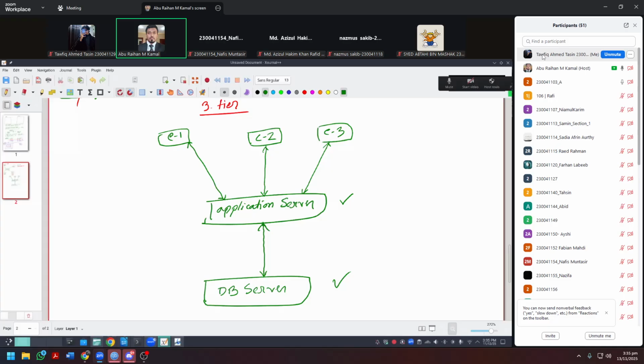Now, what was suffering in the two-tier was the update of the application. Now here you see, if you update, you update only this code and you don't need to do anything with the clients. You update only the application server and the update is automatically propagated to the respective clients. This is the strength of three-tier application, and the modern world is actually working on this three-tier application because it is very easy to maintain. Everybody clear about this one? Yes, sir.